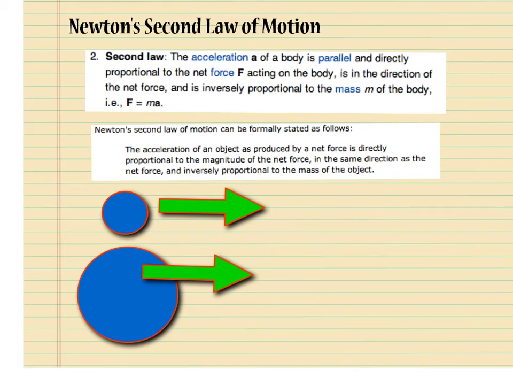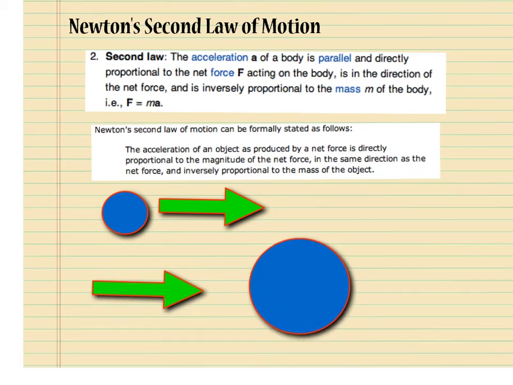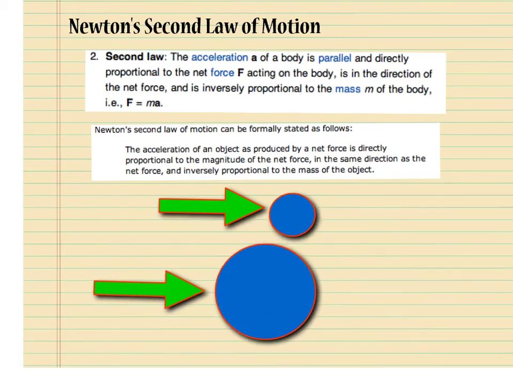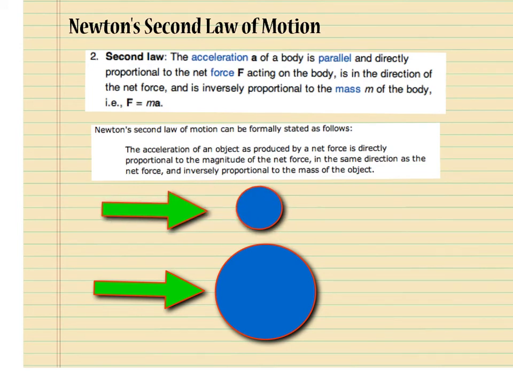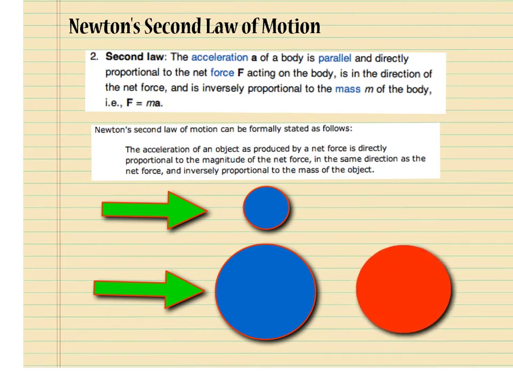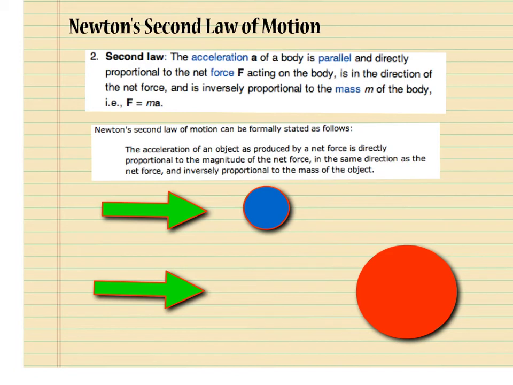Okay. So my force is the same. My mass, actually, let's take this ball and get rid of it. And let's make a big red ball. So we'll use this big red ball and we'll get rid of the blue ball.